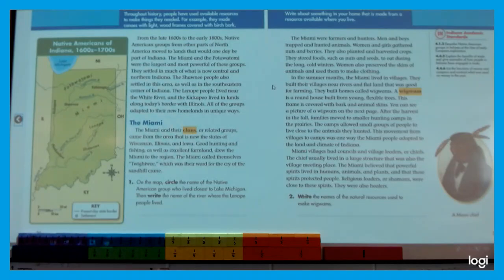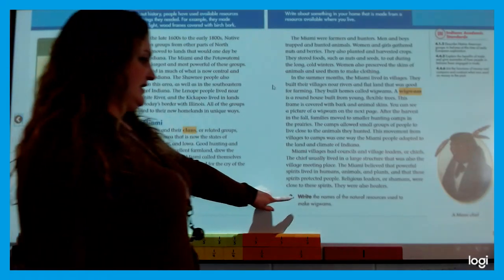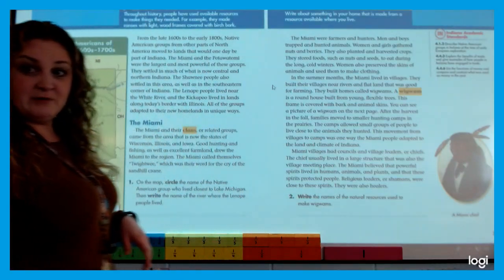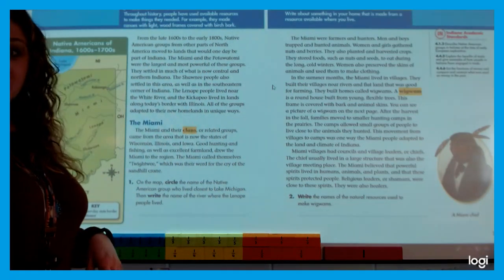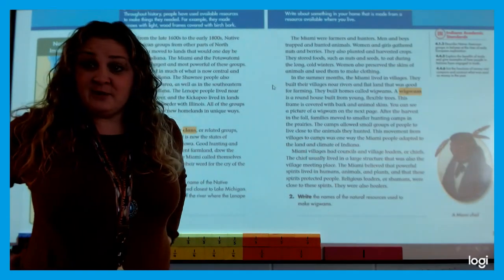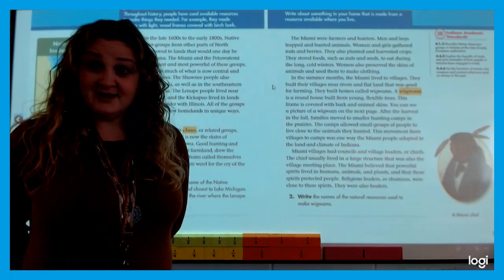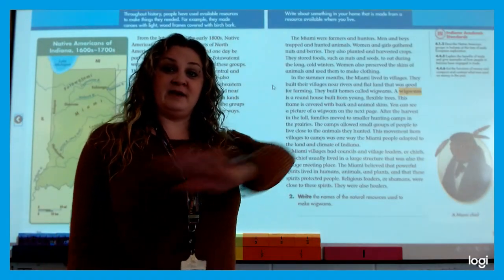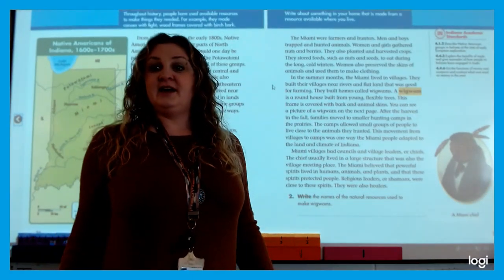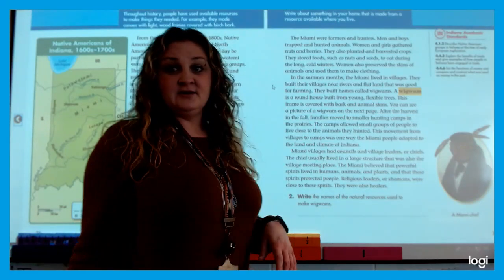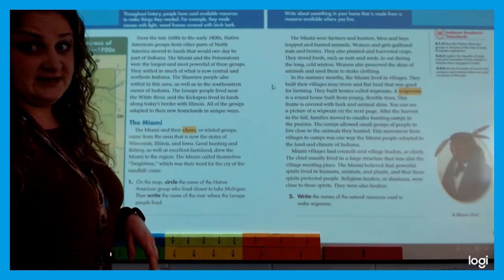All right. Now down here, number 2. It says, write the names of the natural resources used to make wigwams. Okay, remember, wigwams were their houses, and they're not like teepees. So this is a misconception. Most Native Americans do not live in teepees. Teepees were some of the Plains Indians that lived out on the big, sweeping prairies, and they made those so they could quickly take them down and follow the bison. So teepees are not what most Indians lived in.